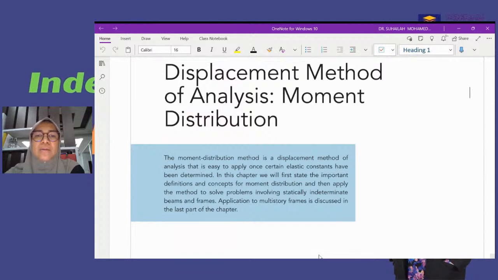Moment distribution method is one of the famous methods. This is a very famous method to analyze the internal moment. Member end moment in beams and in frames is the internal moment, and we use the internal moment to draw the bending moment diagram in the beam as well as in the frame. So I will briefly introduce the moment distribution method, the key concept.